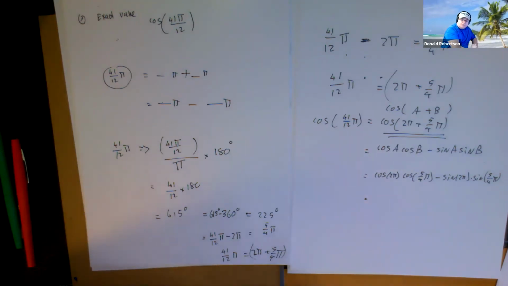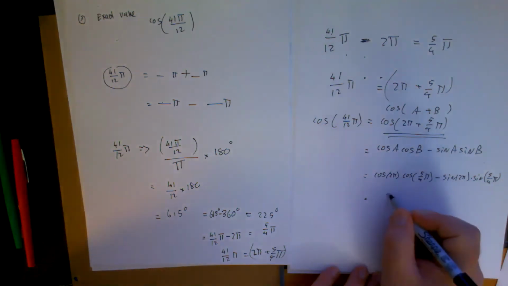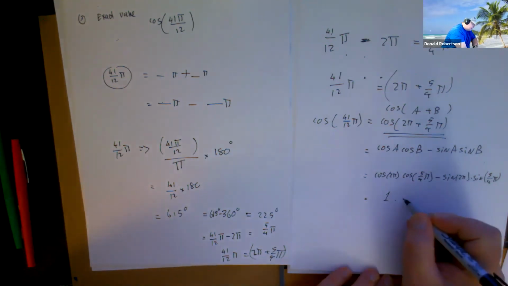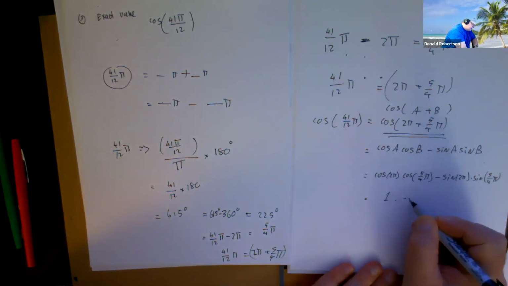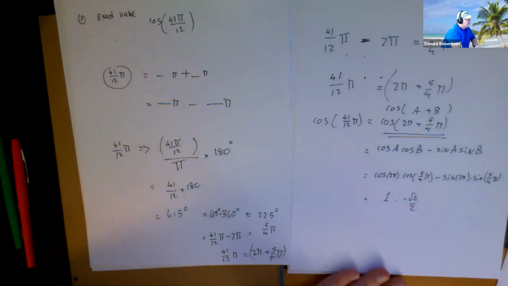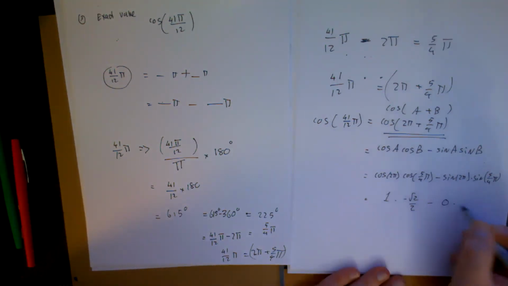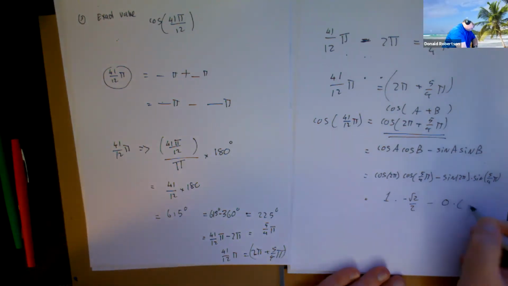Does anybody know what the cosine of 2 pi is? One. Do you know the cosine of 5/4 pi? And what's the other one? 0 times this. So blah, blah, blah, right?